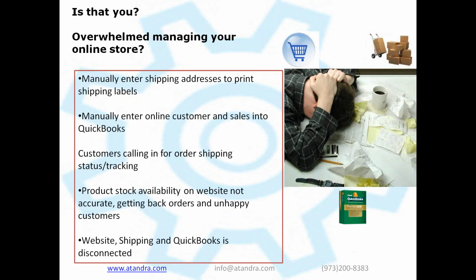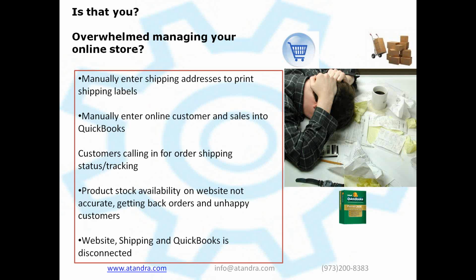So in many situations, if you don't have operations streamlined, once you have many orders coming in from the online channels, you're probably spending a lot of time entering shipping addresses to print labels. You manually update customers or sales information in your QuickBooks to keep your books up to date. You have customers calling in for order status if you are not automated to have all those updated back to the customer and their accounts on the website.